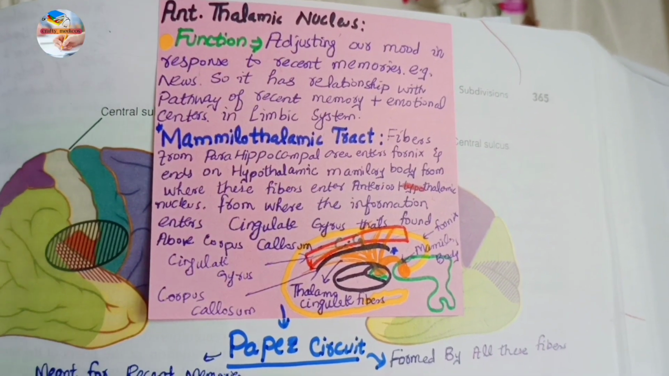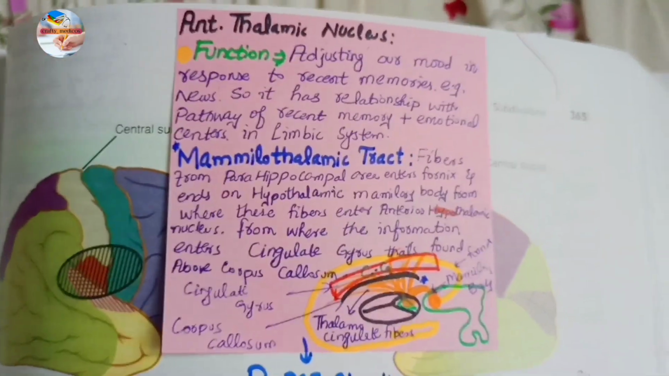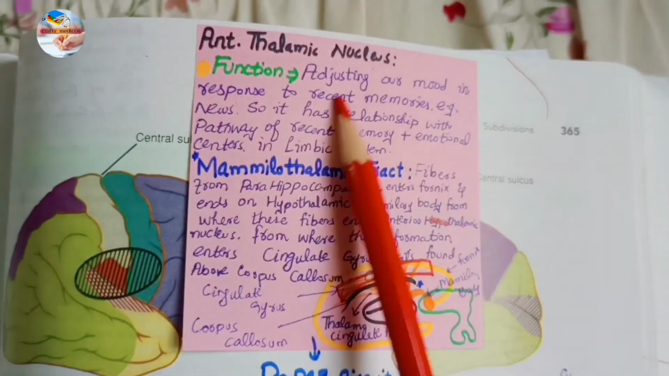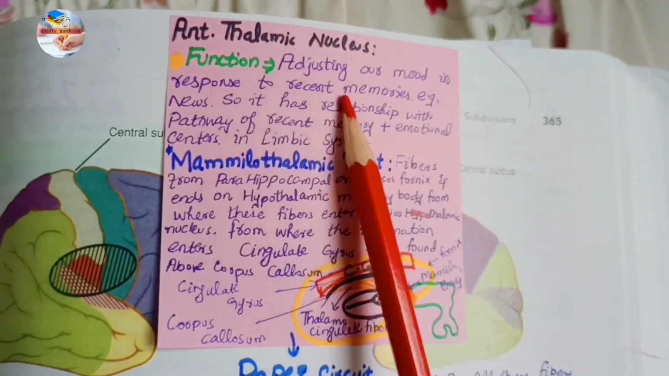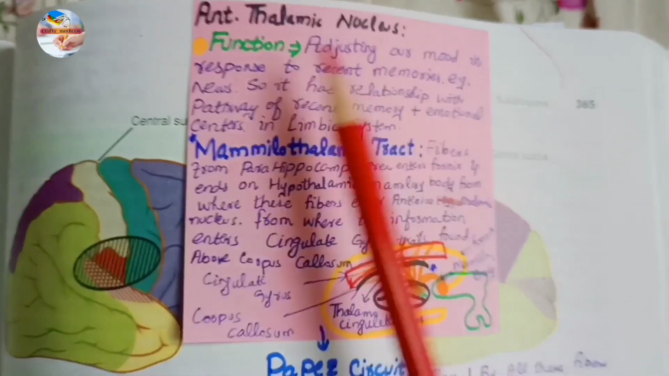Now we will learn one by one all the thalamic nuclei. First of all, let's see the anterior thalamic nucleus. The anterior thalamic nucleus is mainly responsible for adjusting our mood in response to the recent memories. It is basically responsible for maintaining our emotional tone in response to the recent memories.